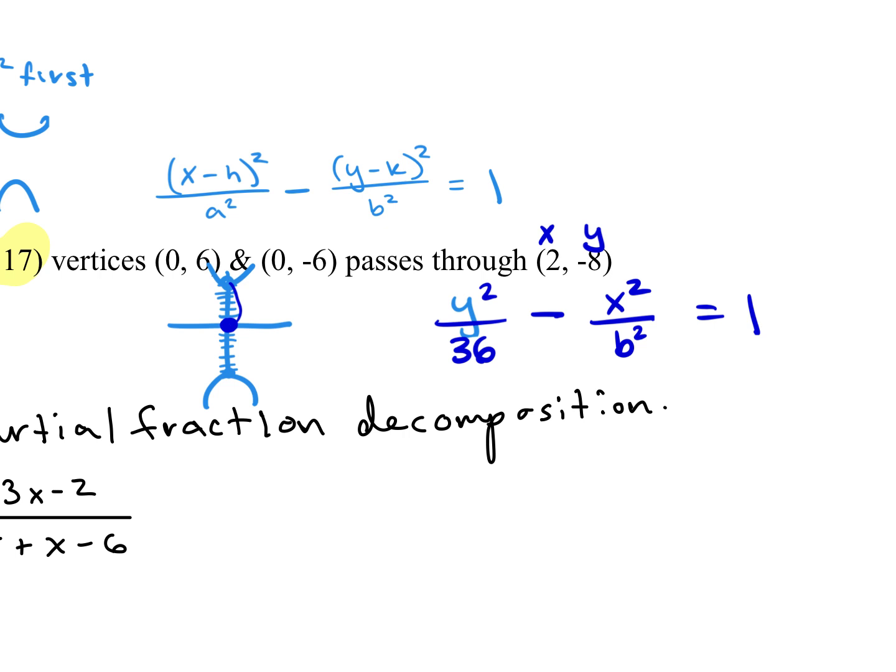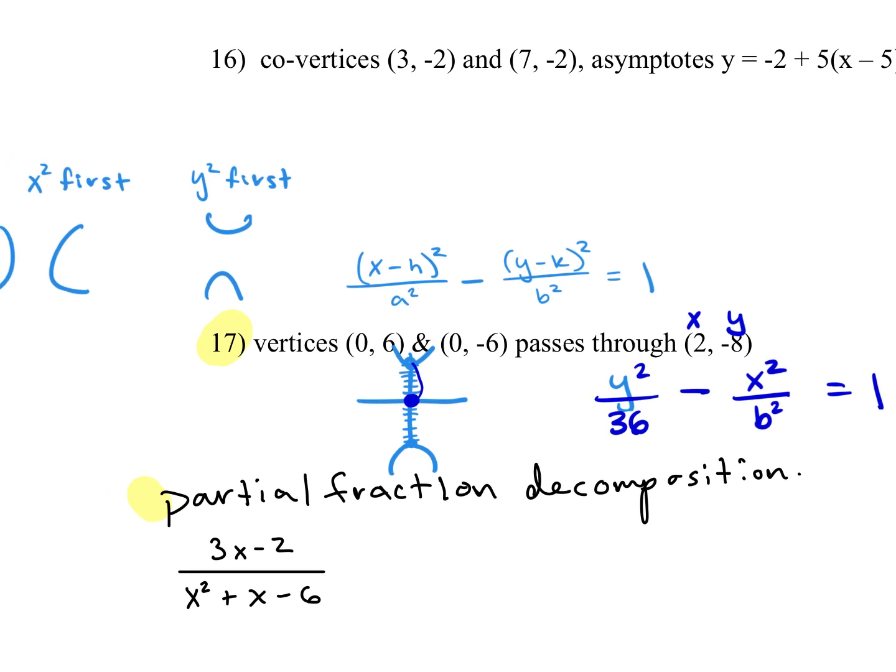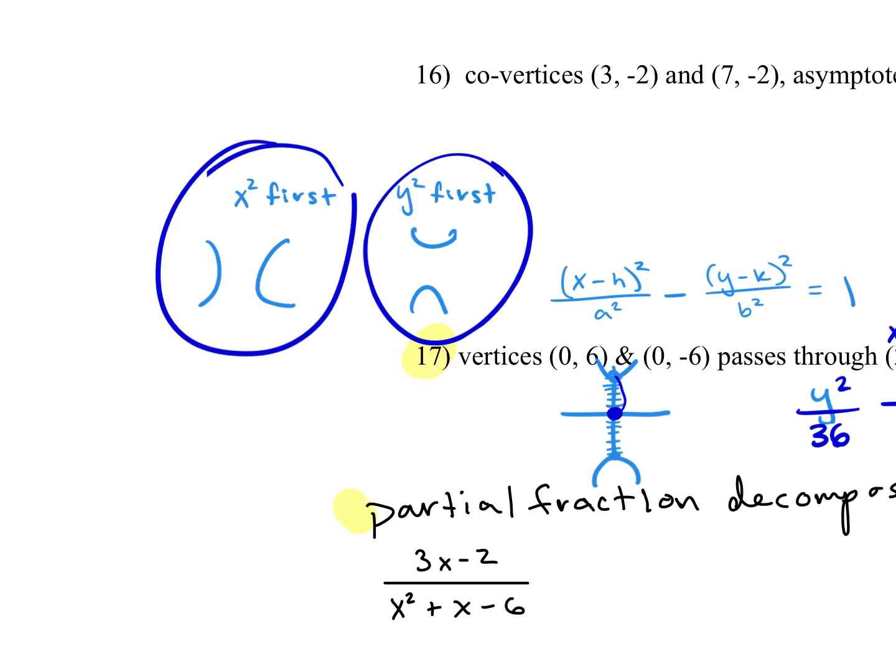So the question may not be exactly like this, but knowing that when it is a vertical hyperbola, y squared comes first. When it is a horizontal hyperbola, if the hyperbola is open sideways, x squared comes first. Knowing this is super, super, super important.